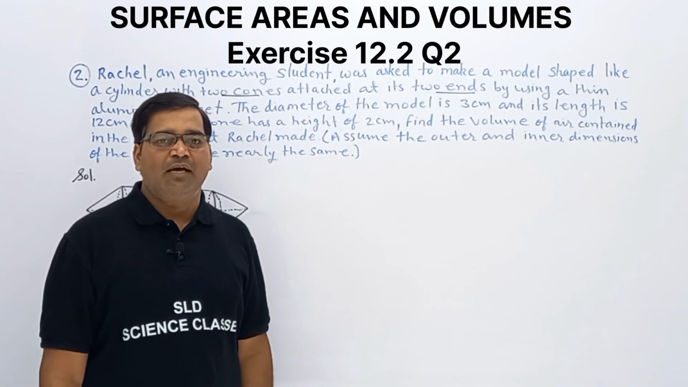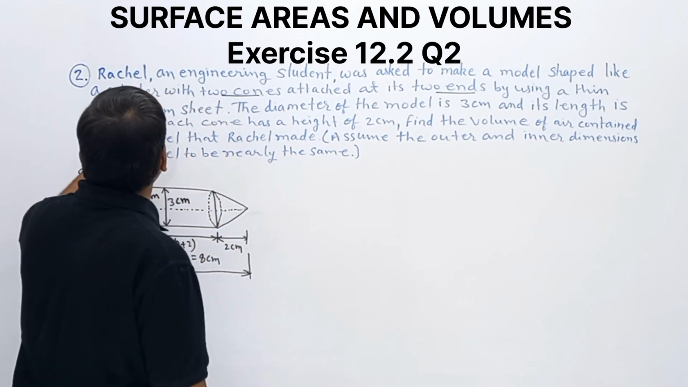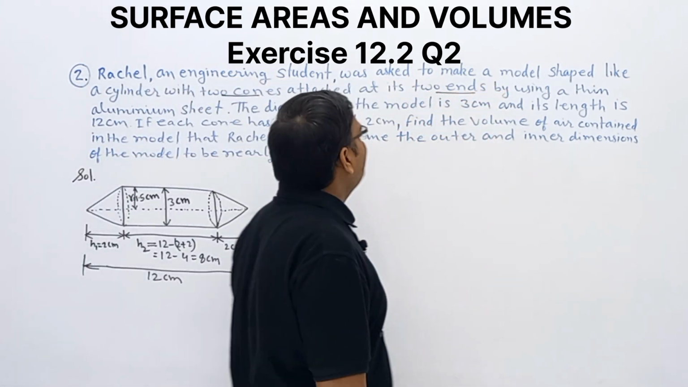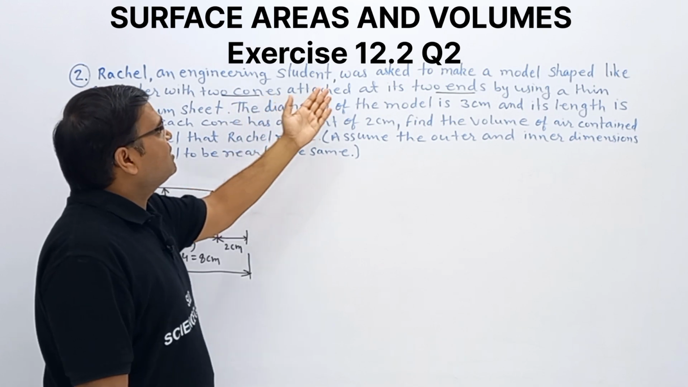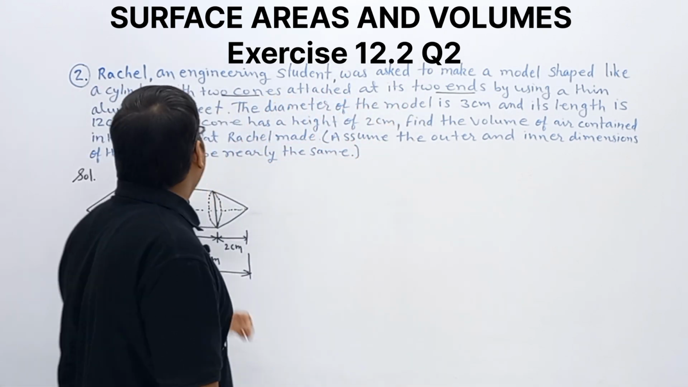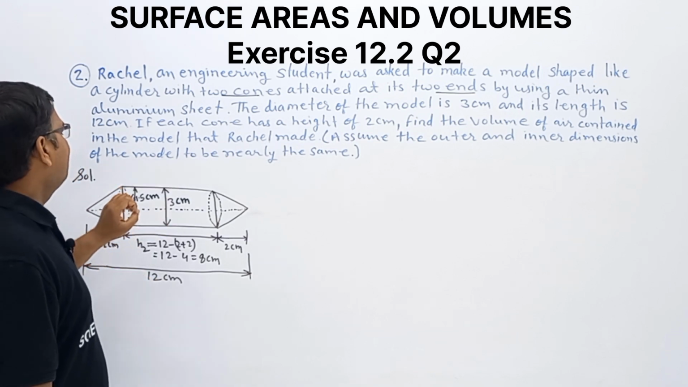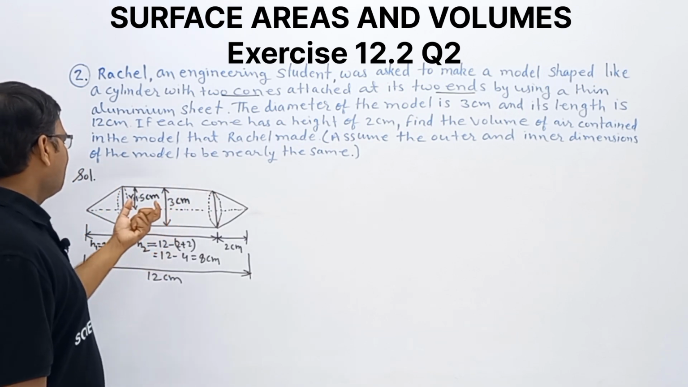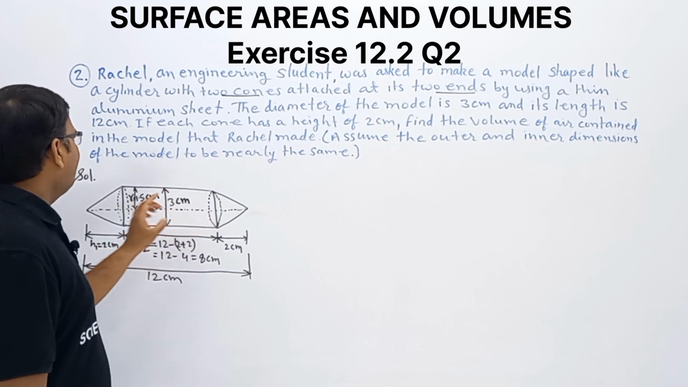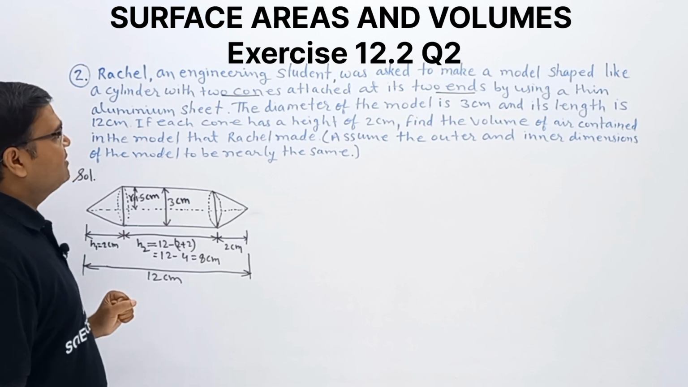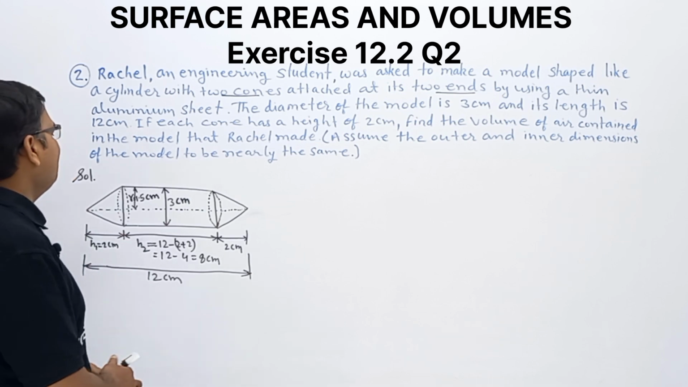In this class, we are going to discuss question number 2, exercise 12.2, surface area and volume. Observe this question. Rachel, an engineering student, was asked to make a model shaped like a cylinder with two cones attached at its two ends by using a thin aluminum sheet. Rachel was asked to make a model shaped like this one. A model having a cylinder and its two ends attached with what? Cone. Clear?